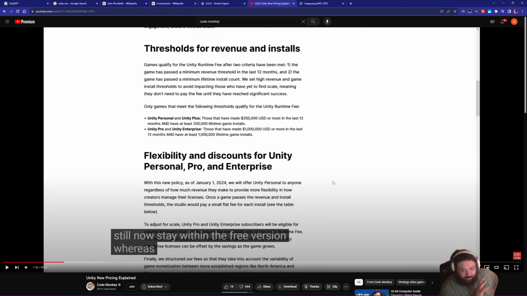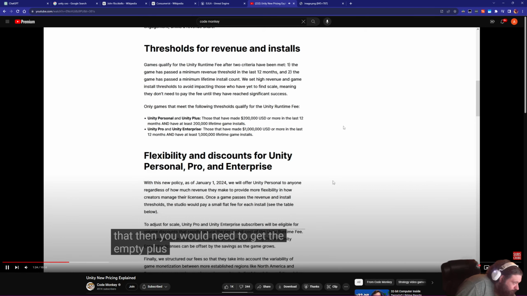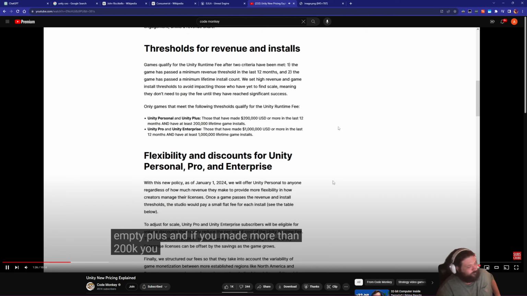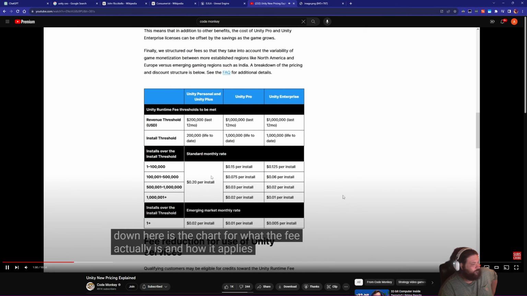And yes, it's a bit nitpicky, but I also feel like this is important to note. Whereas previously, you could only use the free version up to a revenue or funding of 100K. If you made more than that, then you would need to get Unity Plus. And if you made more than 200K, you would need to get Pro. So then down here is a chart for what the fee actually is and how it applies. Basically, you have the 3 tiers. So you've got Unity Personal. This seems really strange to me.